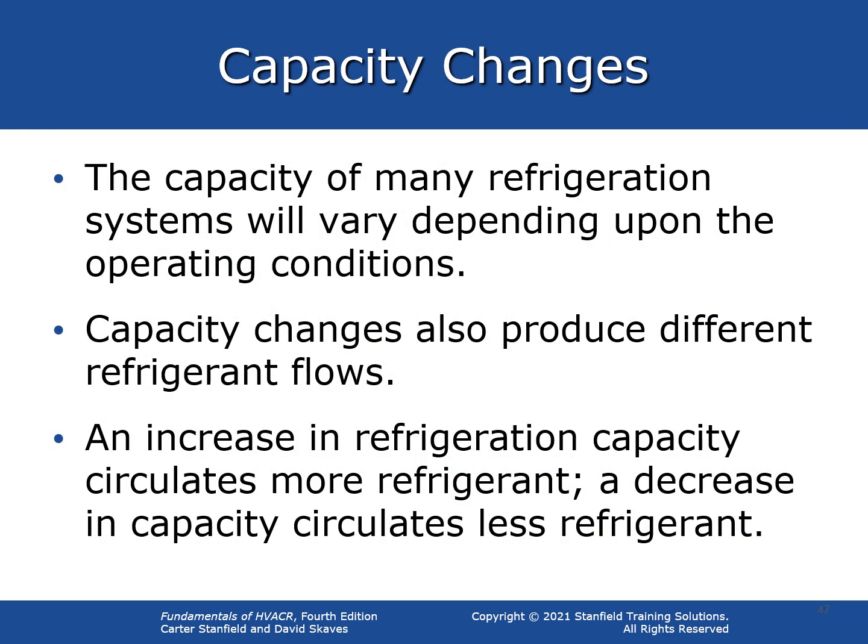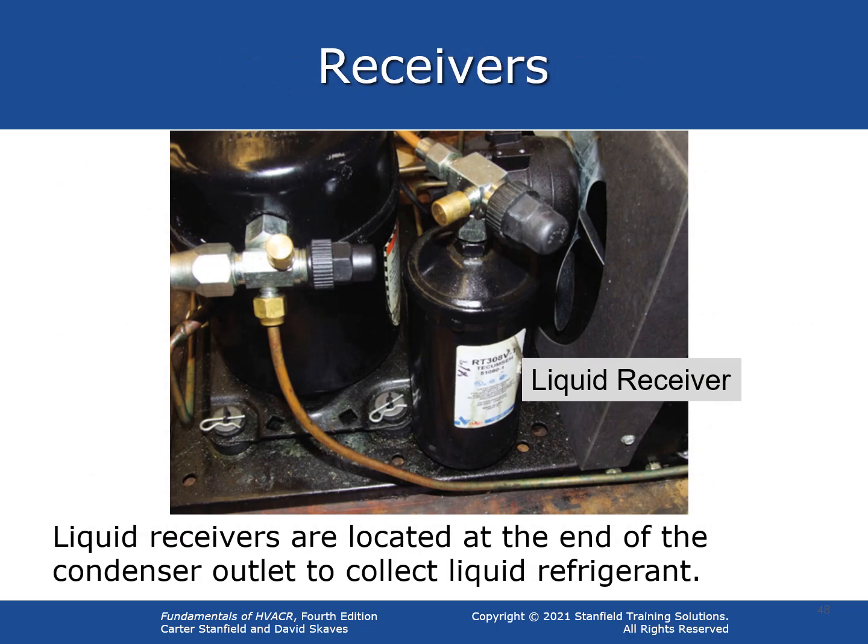The capacity of many refrigeration systems will vary depending upon the operating conditions. Capacity changes also produce different refrigerant flows. An increase in refrigeration capacity circulates more refrigerant. A decrease in capacity circulates less refrigerant. Some form of refrigerant storage is necessary to facilitate capacity changes. Liquid receivers are a way to store refrigerant that is not being circulated in the system. The liquid receiver is located at the end of the condenser outlet to collect liquid refrigerant. The liquid receiver allows storage of liquid refrigerant until it is needed by the metering device.